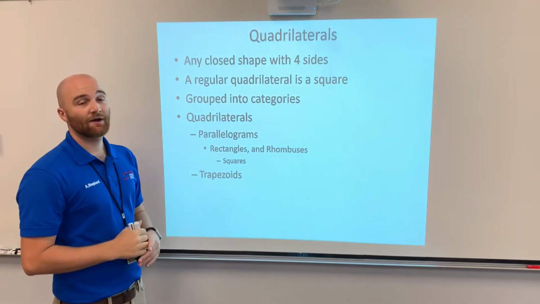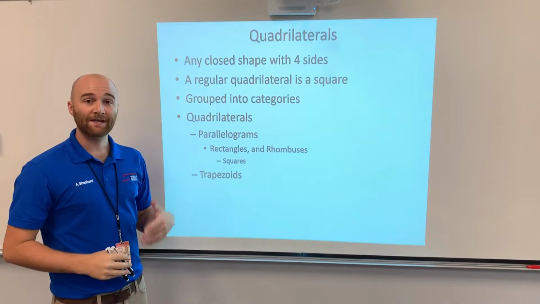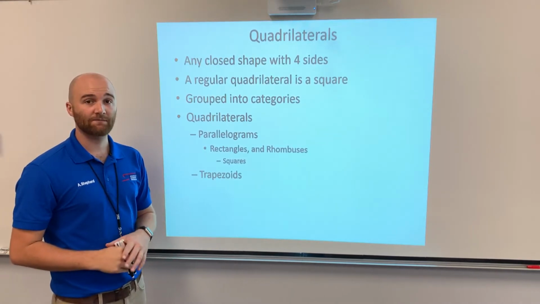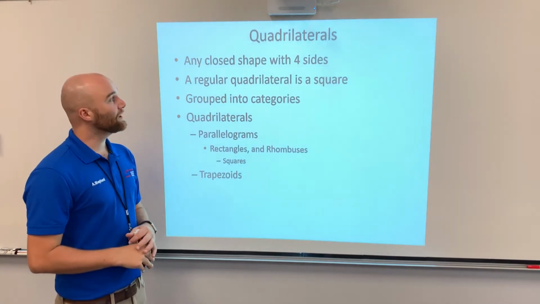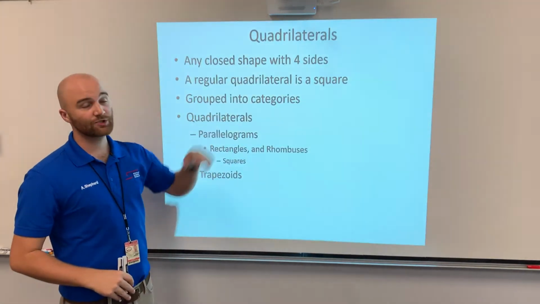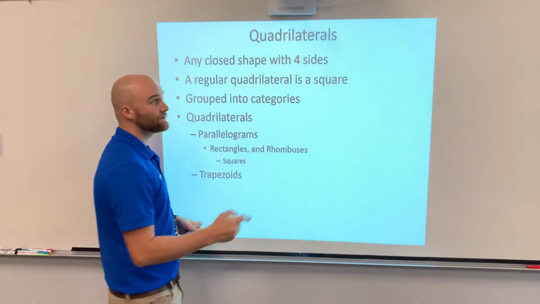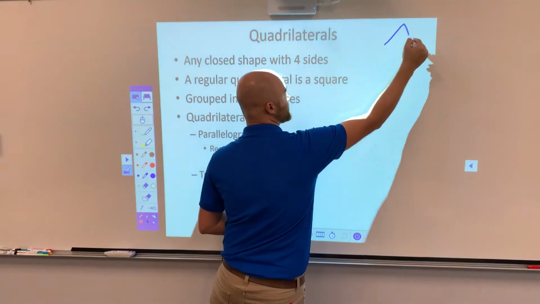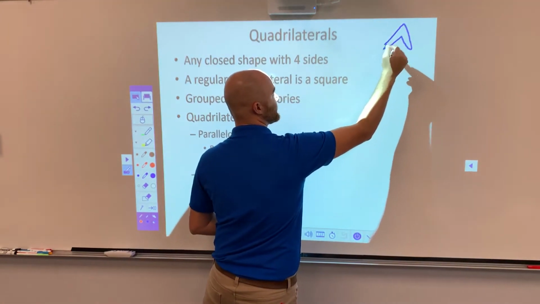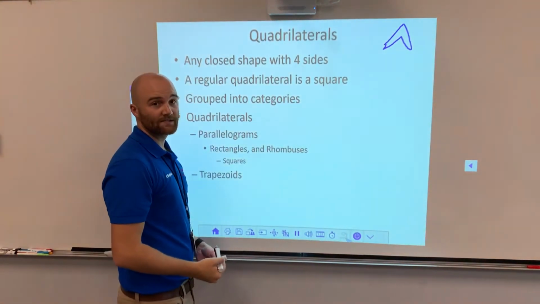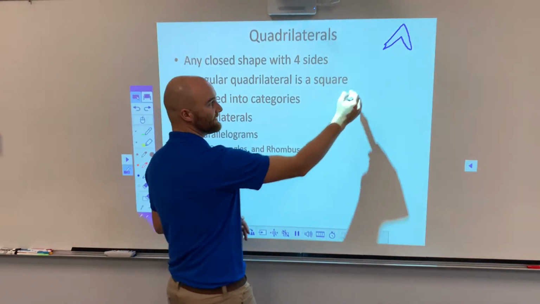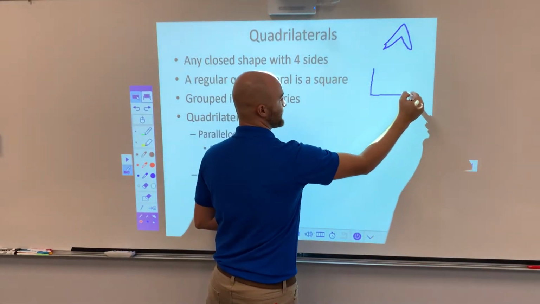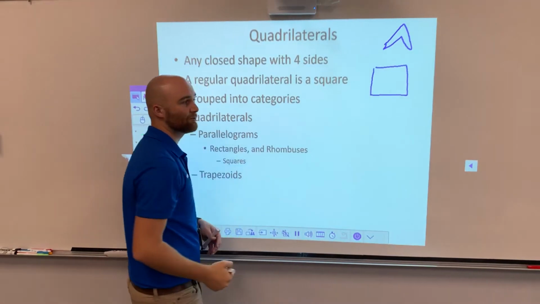Today we're going to be talking about quadrilaterals and how we name some of the special types of quadrilaterals. Quadrilaterals, remember, are any closed shape with four sides. So for example, this is a quadrilateral. It has four sides and is closed up. But this is also a quadrilateral. And that one looks a lot more familiar.